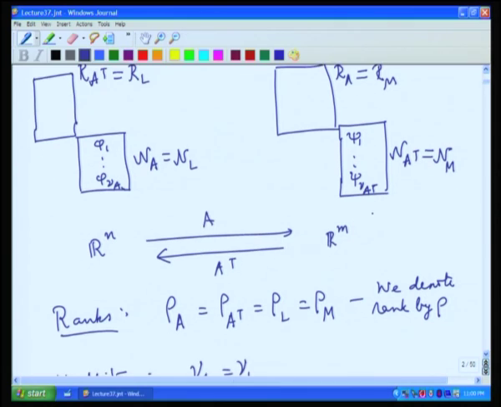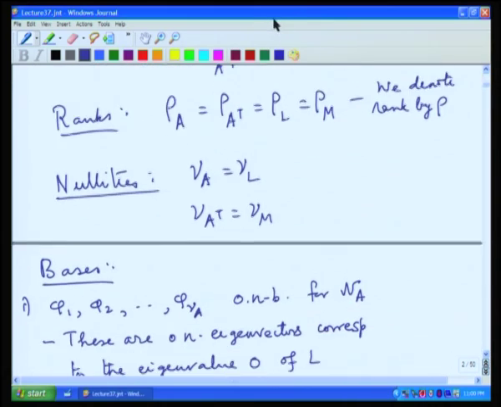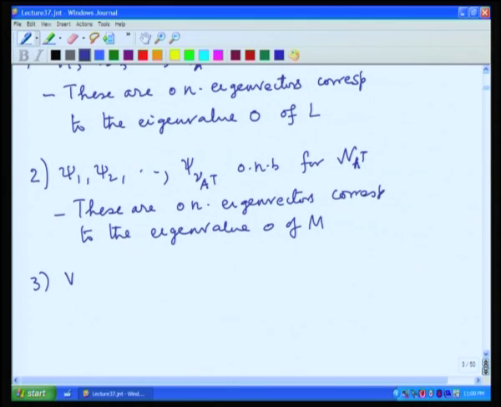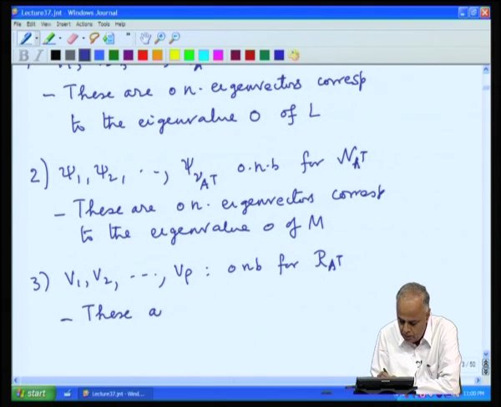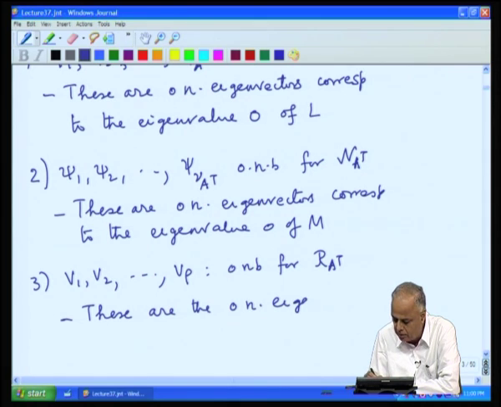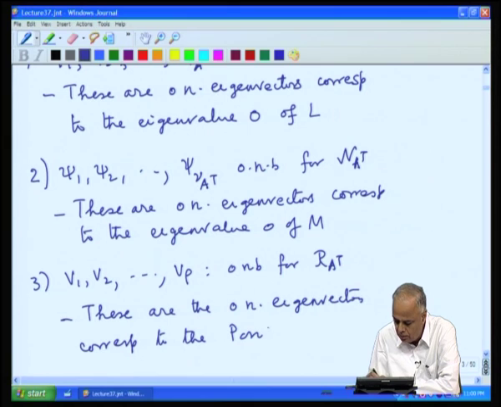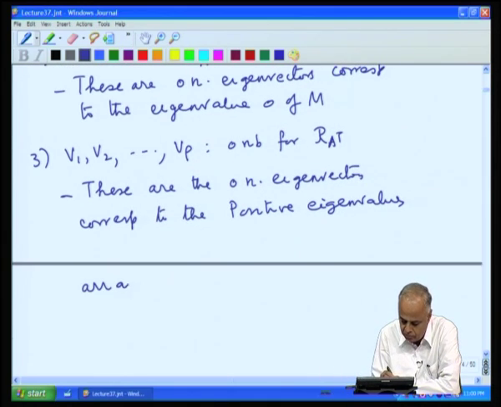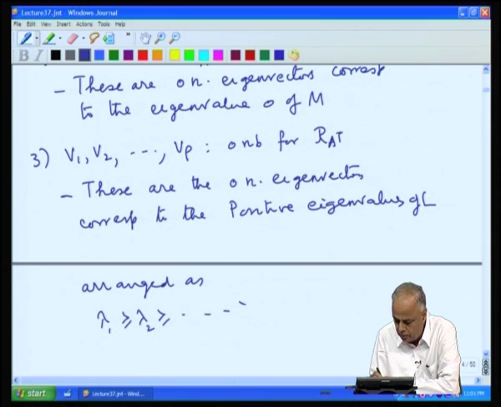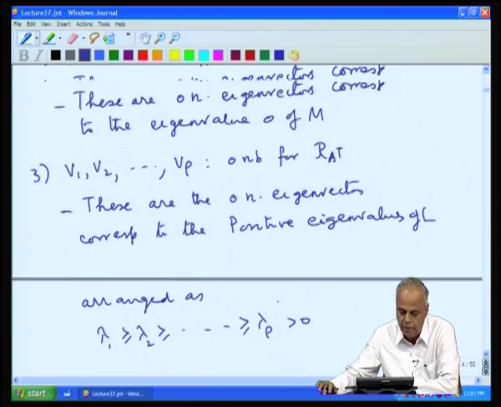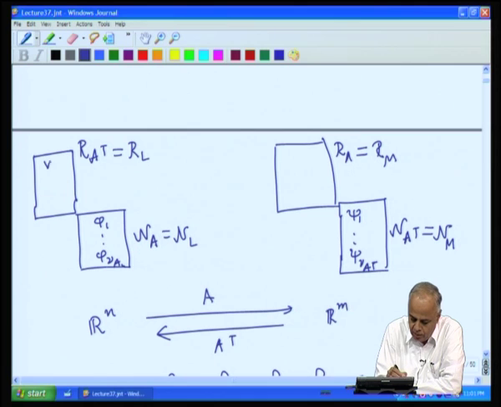Then we went about the task of finding the basis for the other two subspaces. We found that v 1, v 2, up to v rho form an orthonormal basis for the range of A transpose. These are the orthonormal eigenvectors corresponding to the positive eigenvalues of L, which we arranged as lambda 1 greater than or equal to lambda 2 greater than or equal to lambda rho greater than 0. So, we found the basis for the range of A transpose.